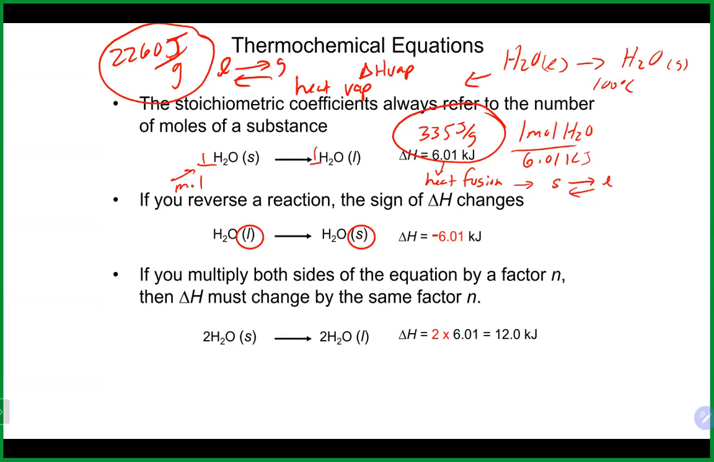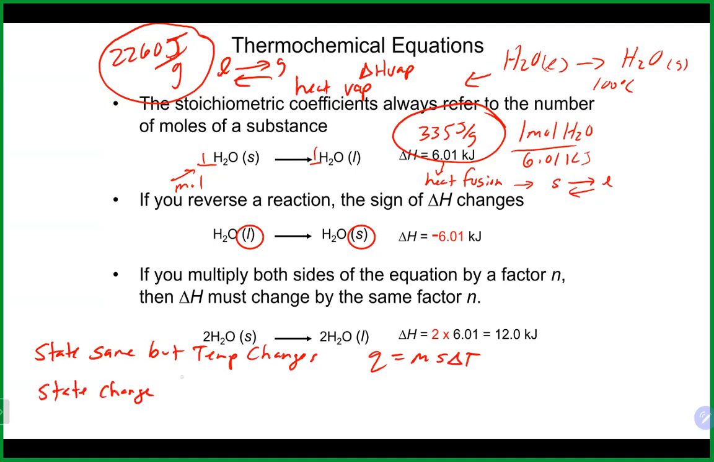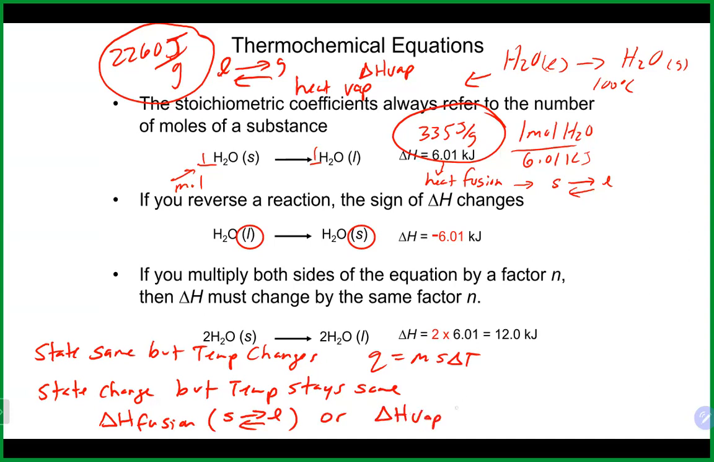And the idea here is this: if we're doing something where the state is the same, but the temperature changes, we want to use our specific heat equation, which is Q equals m s delta T. If we're doing something where the state changes, but the temperature stays the same, that is going to be your delta H of fusion, which would take you from solid to liquid or backwards, or your delta H of vaporization, which will take you from liquid to gas or backwards. So these two things can be used together in terms of a calculation.